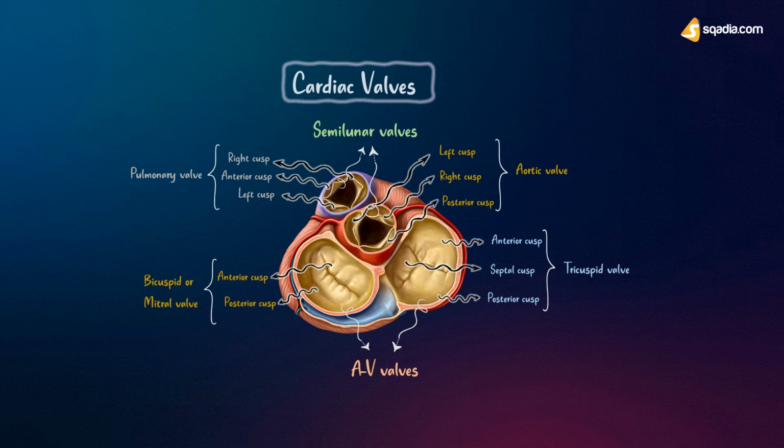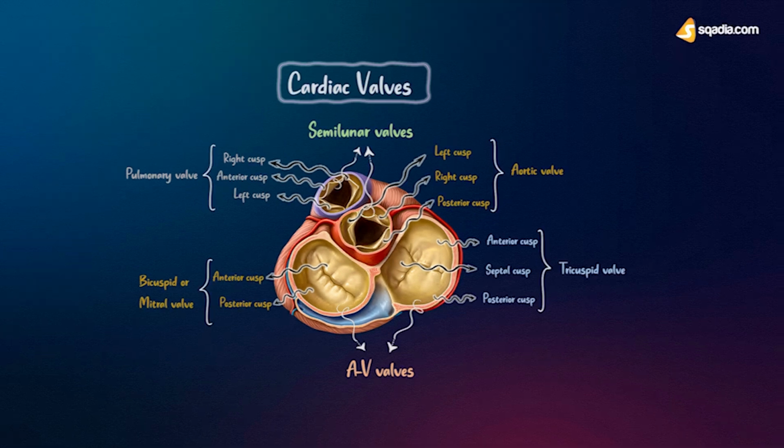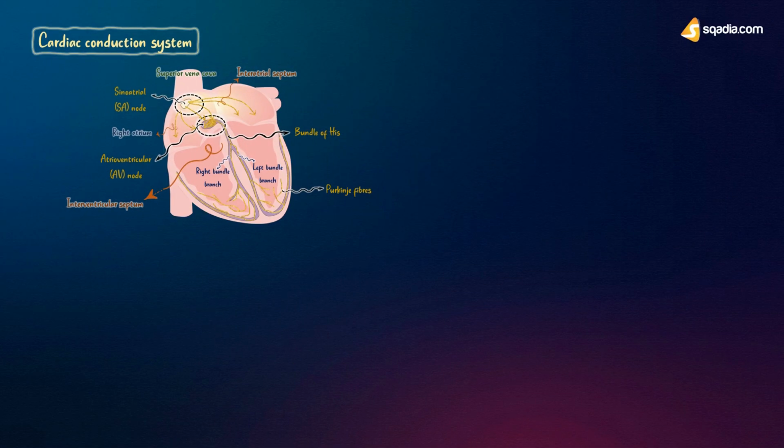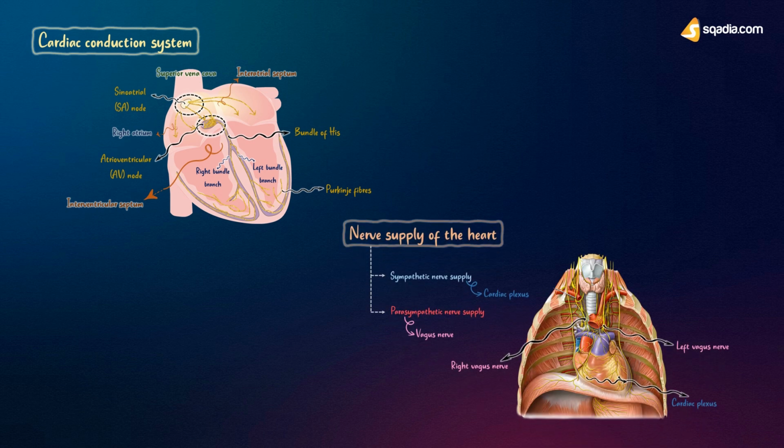After that, we will learn about the anatomy of the heart valves, where we will learn about the semilunar valves and atrioventricular valves. Then we will try to understand the coronary vessels, including the arterial supply of the heart and the venous drainage of the heart. Well, it's not the end. There is more to come. In this video, we will also learn about the conduction system of the heart. And last but not least, we will learn about the nerve supply of the heart.